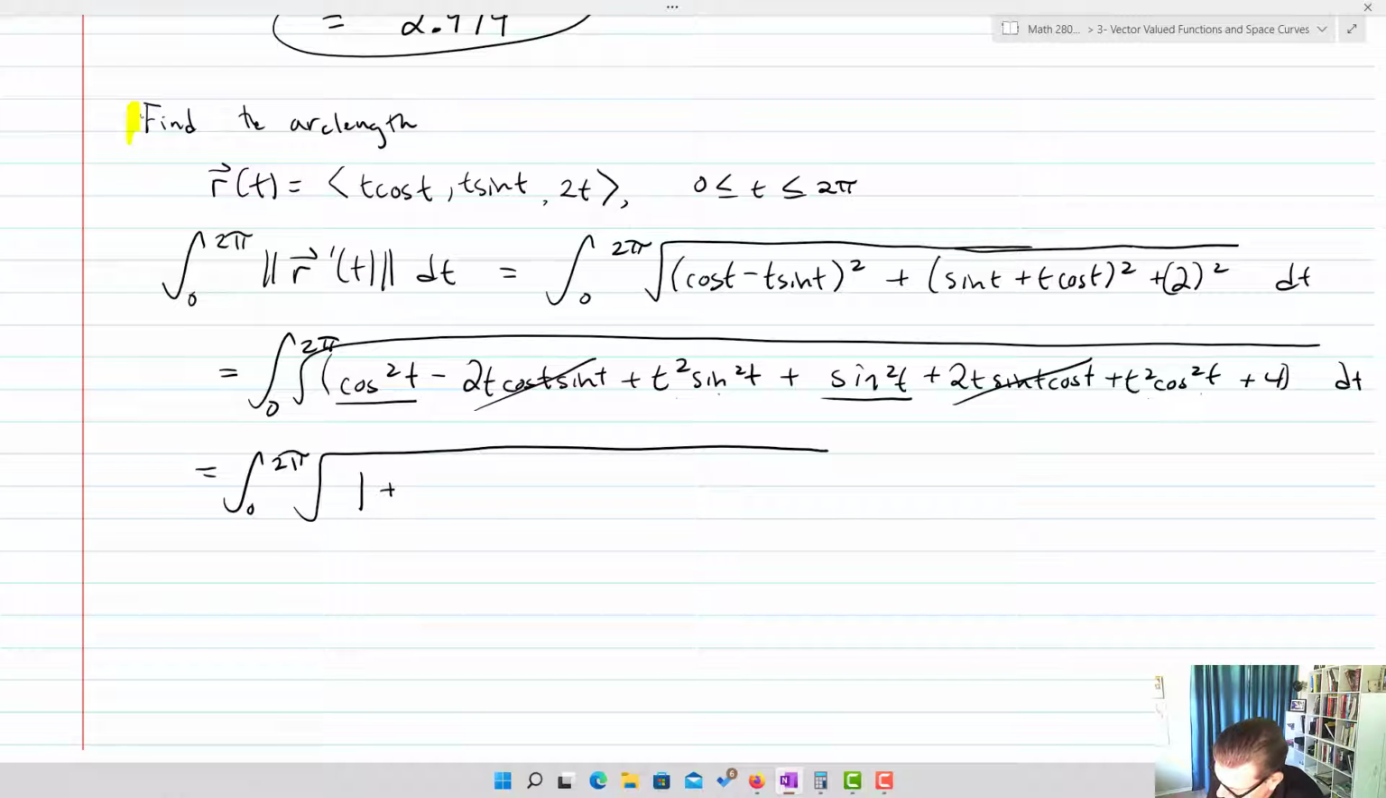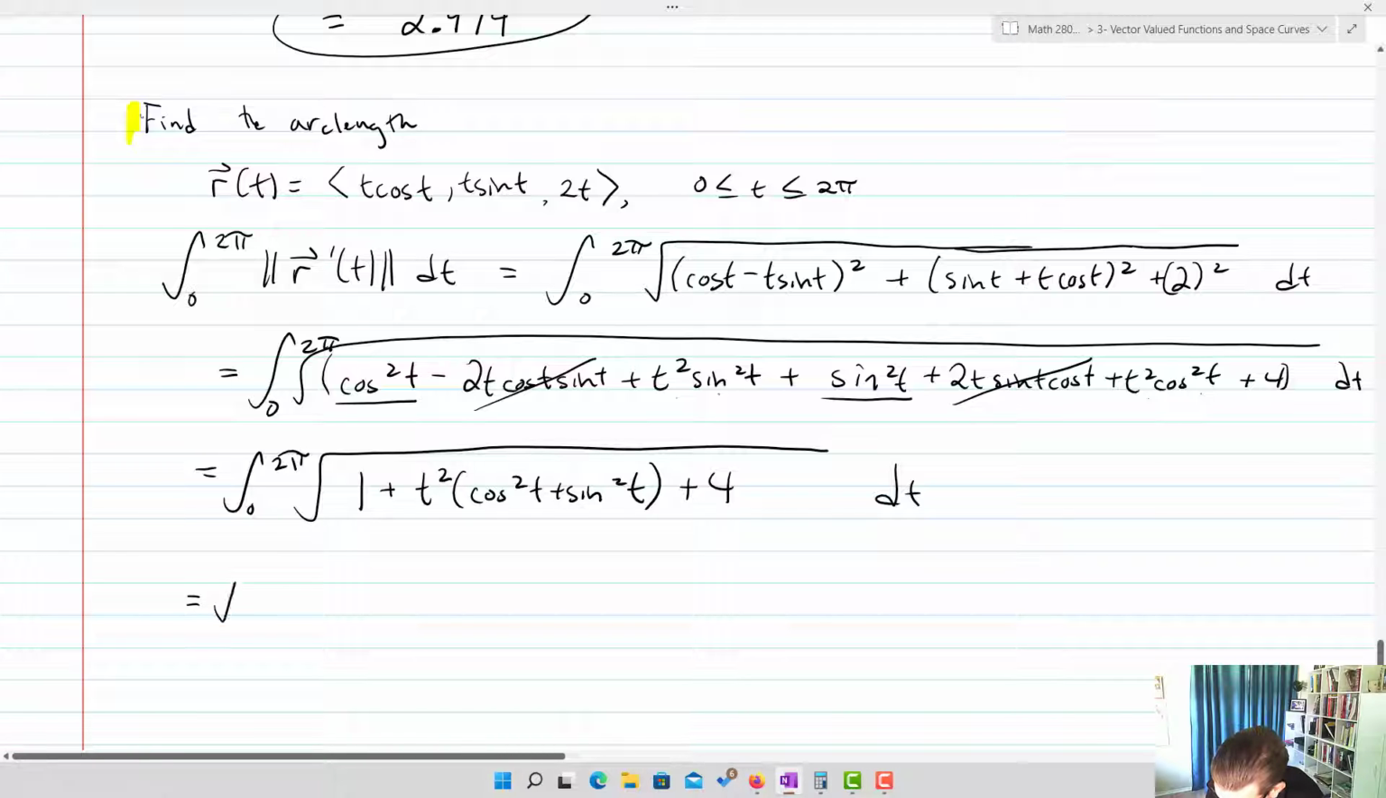So that's going to end up being plus t squared, and we'll factor out cosine squared t plus sine squared t, which will end up being 1. And then we've got plus 4, all that dt. This will then equal the integral from 0 to 2 pi, and that's going to be the square root of t squared plus 5 dt.